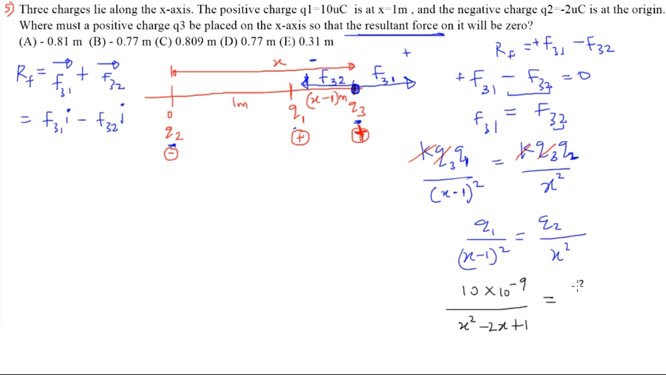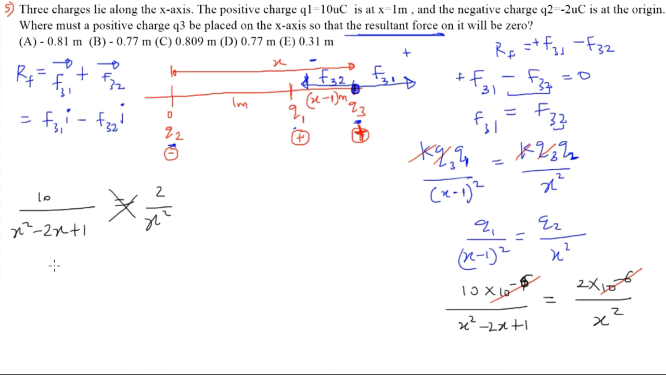Q2 is 2 micro as well. That's 10 raised to the power minus 6. Oh, Q1 is minus 6 too. So I should have minus 6 upon x squared. By knowledge of mathematics, this will cancel out. So it becomes very easy, because now I should have 10 upon x squared minus 2x plus 1 equals to 2 over x squared.